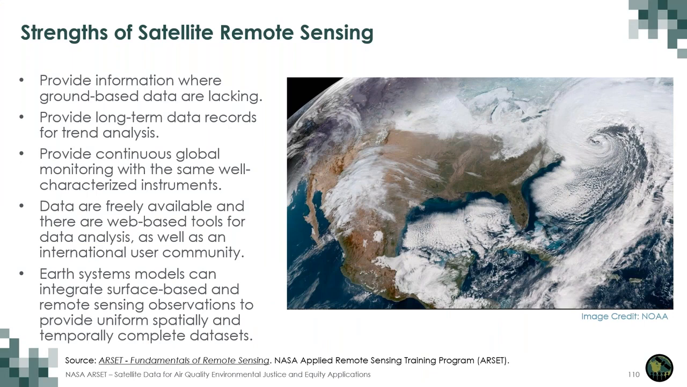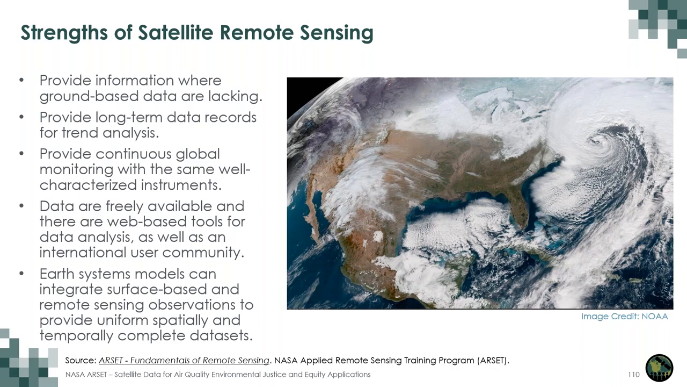the strengths of remote sensing data for environmental justice applications include the ability of satellites to provide information in many areas where ground-based data may be lacking. We saw an example of this in the prisons project presented by UFOMA, where the exposure of individuals in these facilities was poorly represented using ground-based data, and satellite information was useful in identifying localized disparities in exposure.